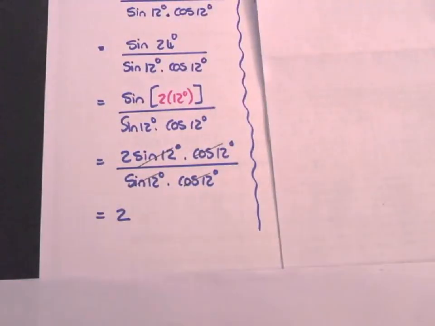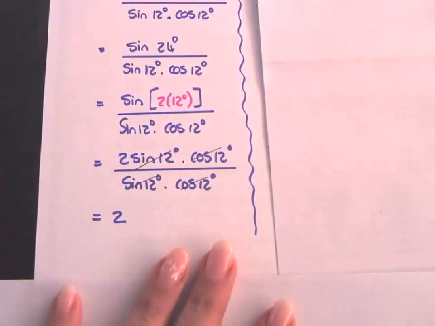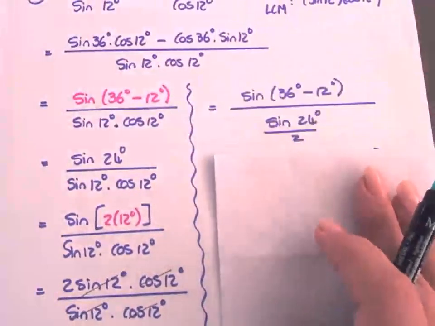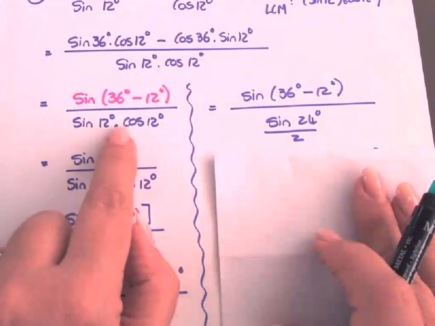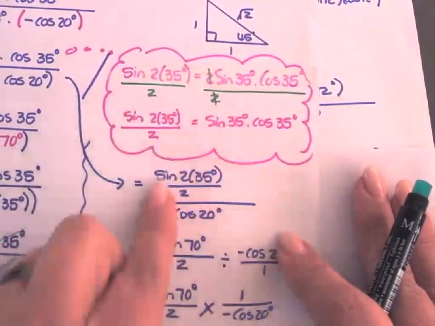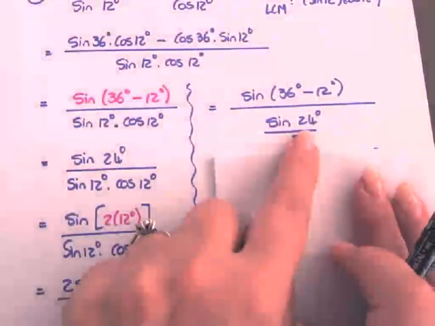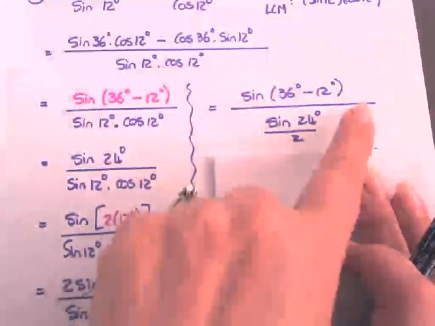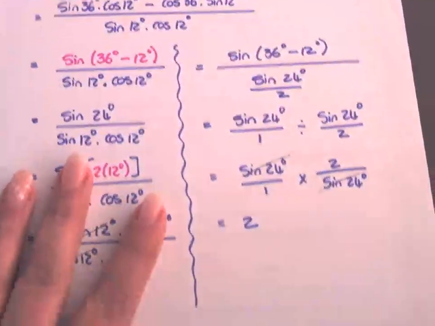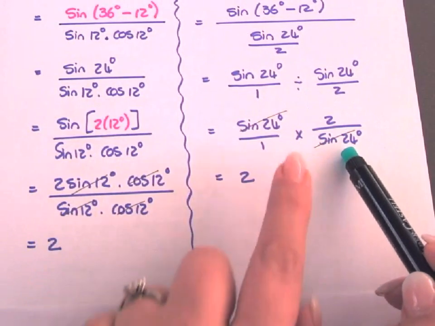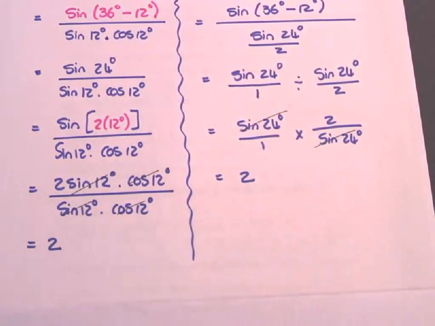Okay, another method. Another method is to rewrite the bottom part as I explained in the previous example as sine 24 over 2. Again, I have a fraction divide by a fraction. Turn the divide into multiply and flip the last part. Cancel out and you get 2.